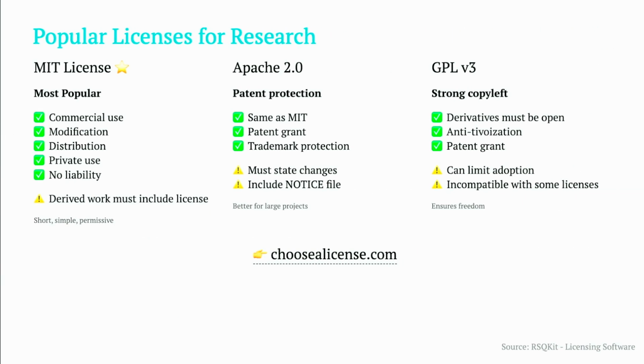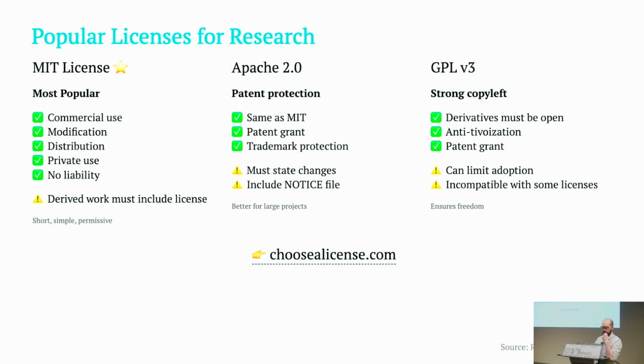Some popular ones, so I just mentioned the MIT license. This is probably the most popular license in research. It's very simple and very permissive. You can reuse the software for anything, so commercial use, you can modify, distribute, private, and it protects the developer for issues that could happen with the software.